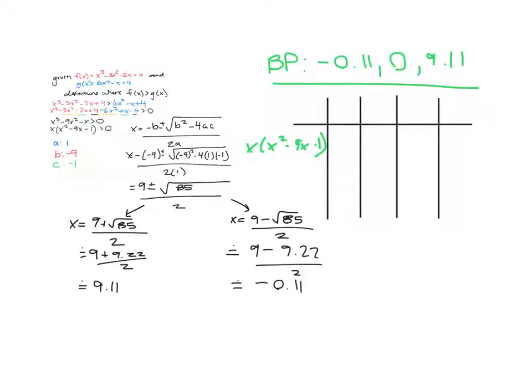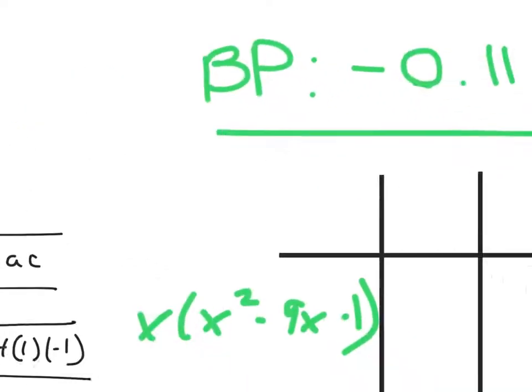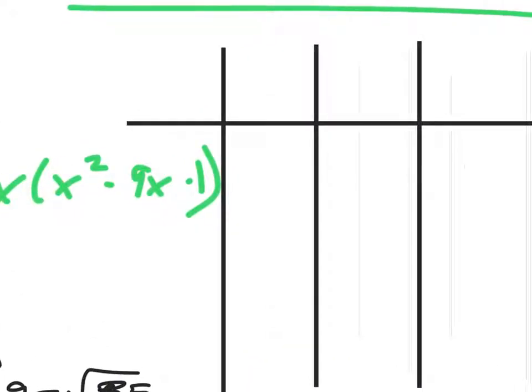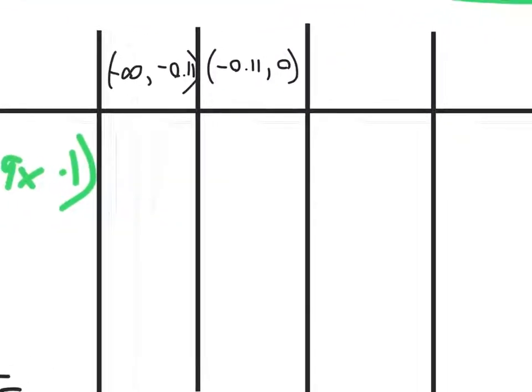So our first interval, I'll zoom on in, just to be able to write this a little bit better. First interval is going to be negative infinity all the way to our first boundary point of negative 0.11. Brackets around that. Our second boundary point is going to be from negative 0.11 all the way to 0. Then we have from 0 to 9.11 and from 9.11 all the way to infinity.